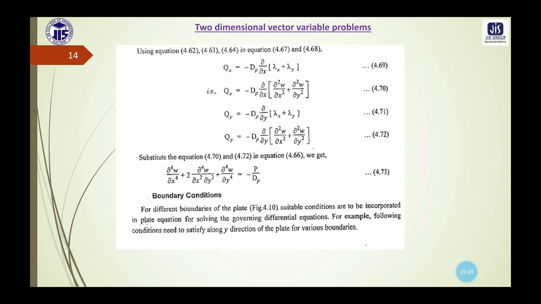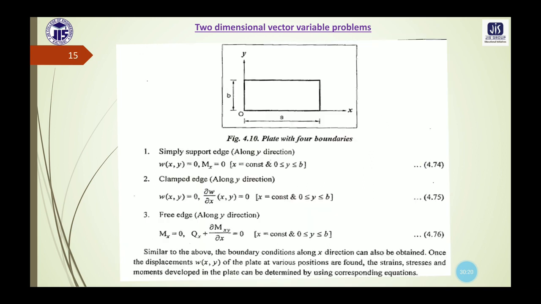So these are the calculations in case of the thin plate theory for the moments and the shear forces. Now what are the boundary conditions that will act? For different boundary conditions of the plate, suitable conditions are to be incorporated in the plate equation for solving the governing differential equations. As an example, there are different conditions given here that need to be satisfied along the y direction of the plate for various boundaries.